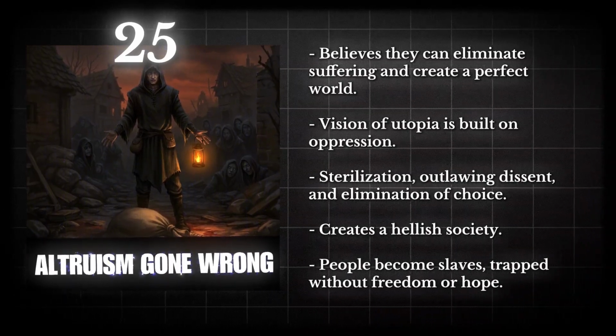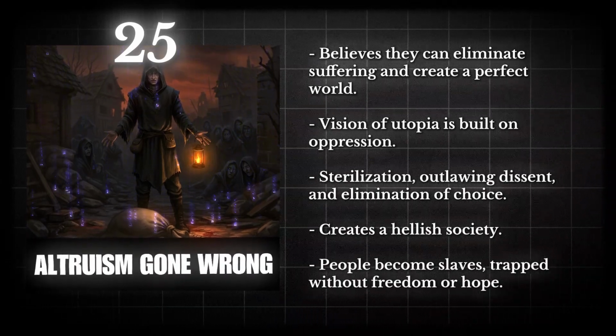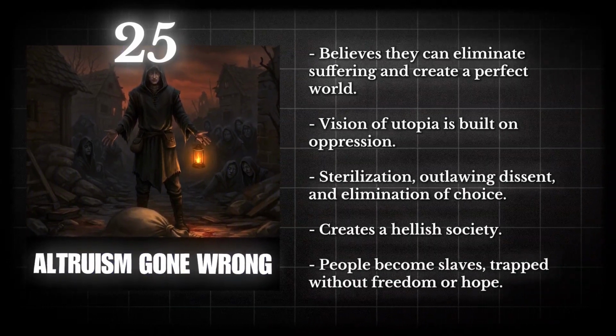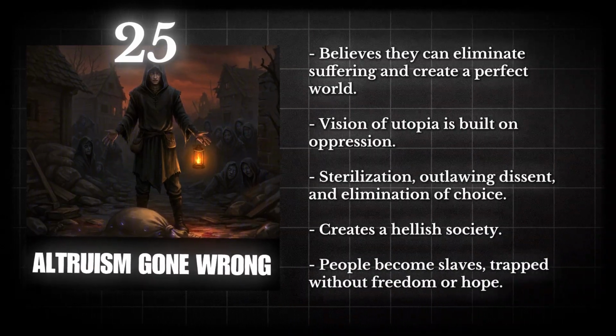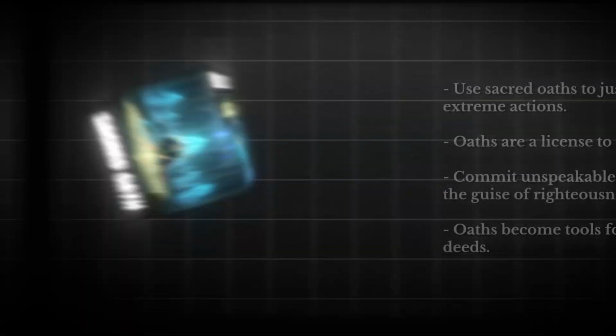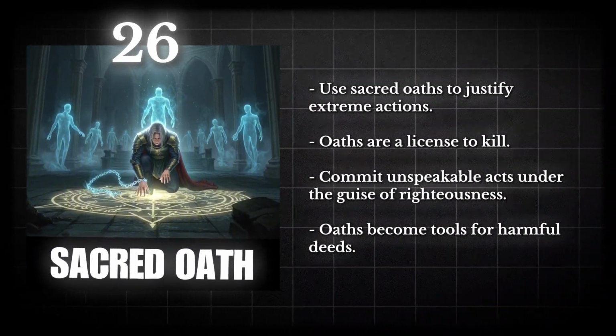utopia is built on oppression. Sterilization, outlawing dissent, and the elimination of personal choice create a hellish society where citizens become slaves. Their ideals leave people trapped in a world devoid of freedom or hope. 26. Sacred oath. For these villains, a sacred oath is a license to kill.